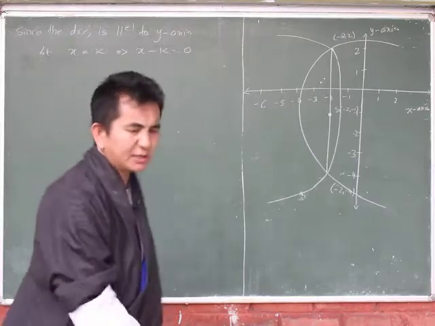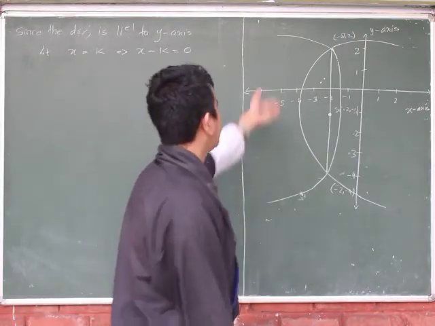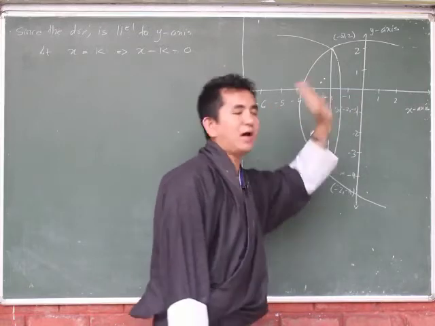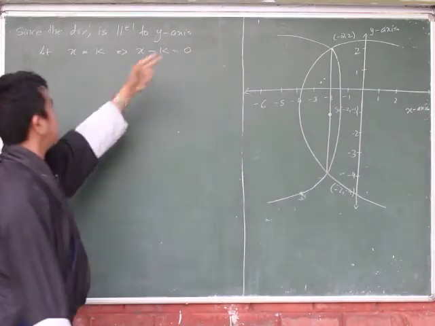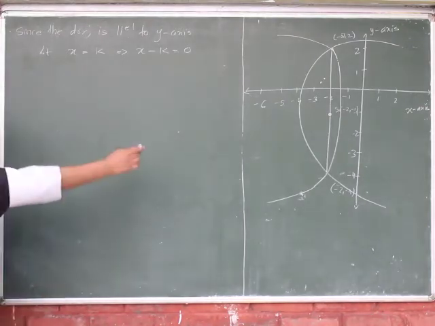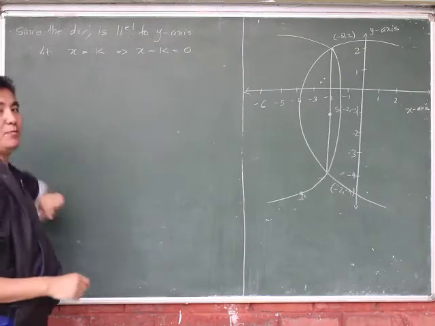Here k is completely an unknown value. I don't know where the directrix will intersect. It can intersect at -5, -6, -1, -2, I don't know. So anyhow, I'm taking x equals k. Now listen carefully. Now comes the real part.